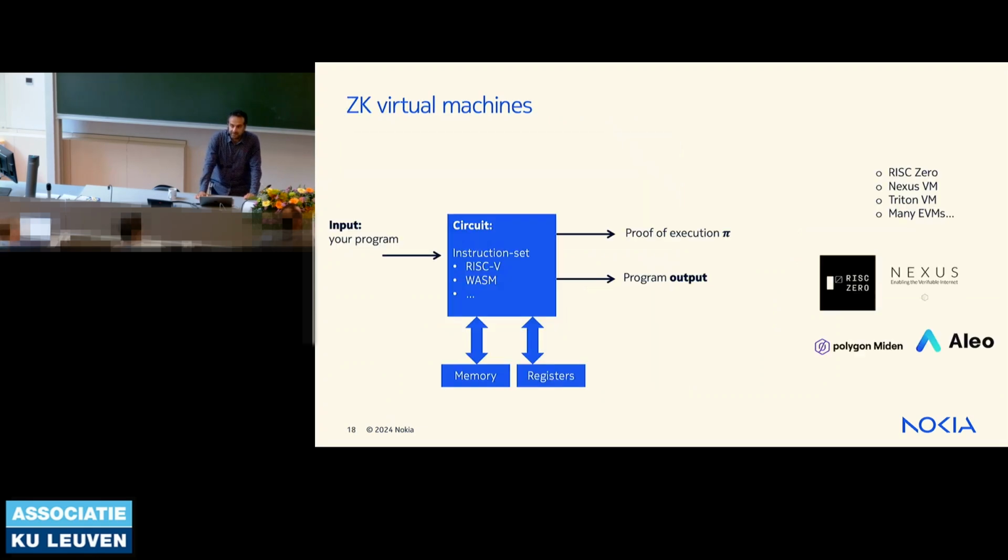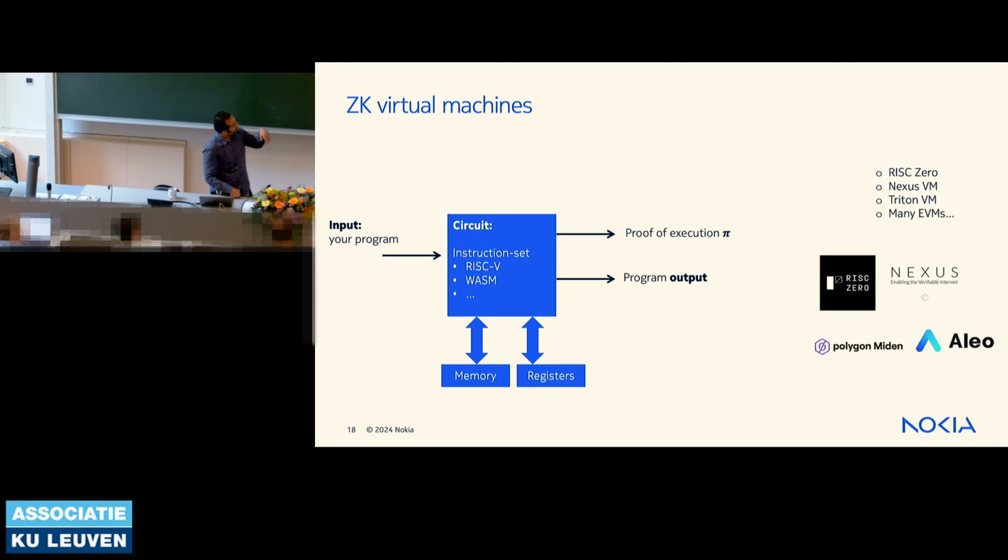Another thread that people are working on is virtual machines. What if we could have a virtual machine, an instruction set, that you could compute any program on, and it would give you output and a proof? That's a holy grail, I would say. There are a couple of companies working on this, like RISC Zero, Nexus VM, Triton VM, many Ethereum virtual machines, many of them, like Polygon Miden, Aleo. So this is a big topic as well. So what's going on here is this.